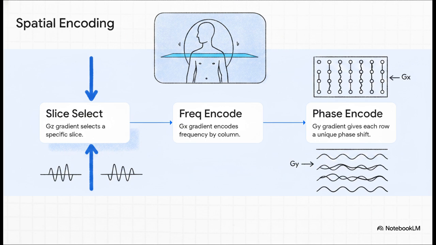Step 2 is frequency encoding with the GX gradient. We turn this on while reading the signal, so each vertical column of protons sings at a slightly different pitch, or frequency. Finally, step 3 is phase encoding using the GY gradient. We apply a brief pulse right before reading the signal to give each horizontal row a unique phase shift. Put it all together, and frequency plus phase uniquely identifies every single voxel in that anatomical slice.